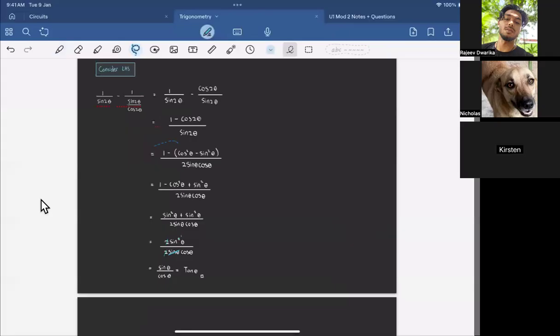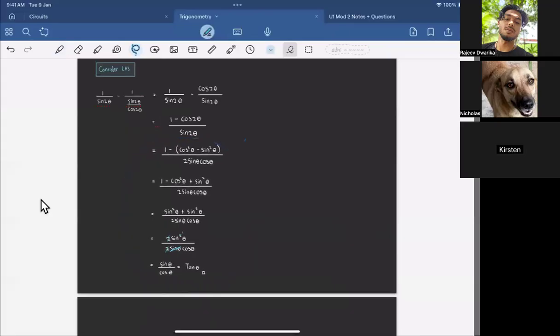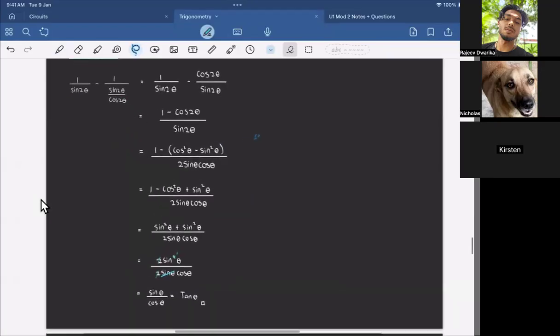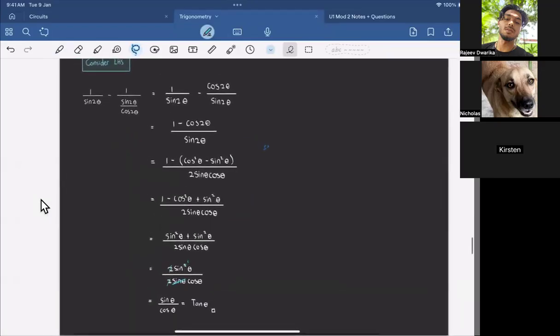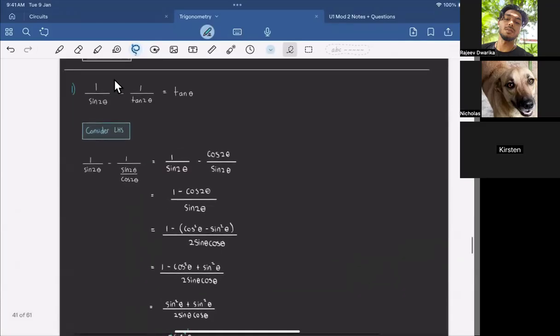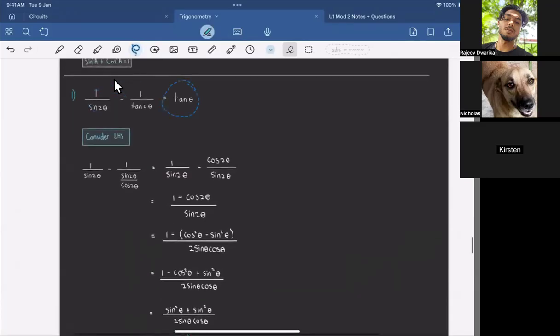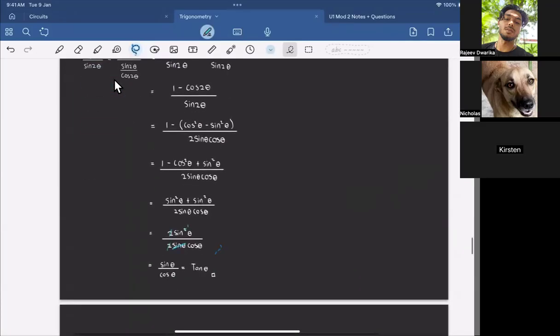So you all can copy that down. If you have any parts that confuse you, just drop it in the chat and I can go over anything. If you understand everything up to that point, then you're good. The question wanted us to prove that the left-hand side was equal to tan theta, and we proved that it was equal to tan theta.